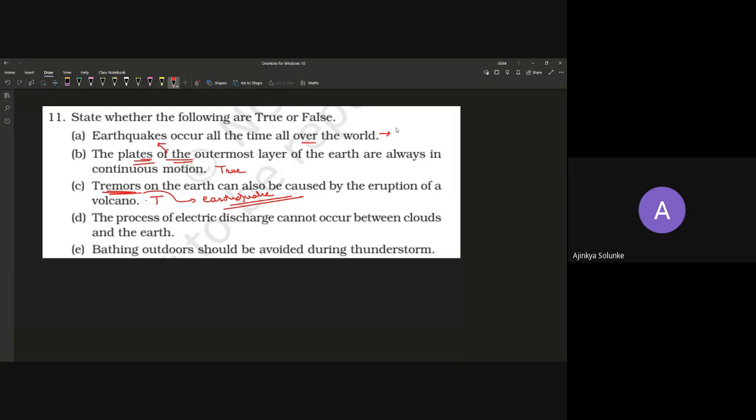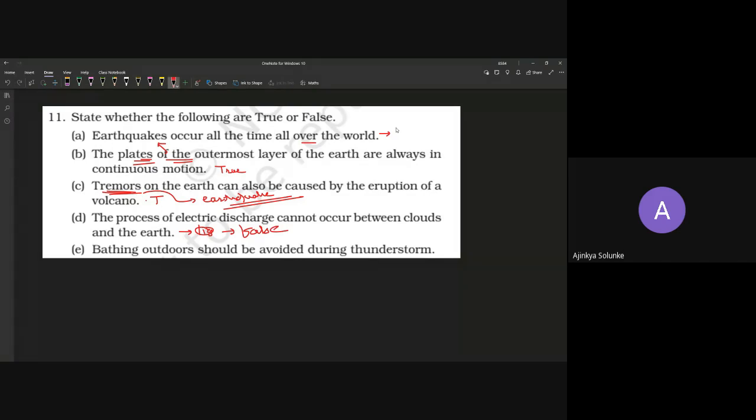The process of electric discharge cannot occur between clouds and the earth. False. Okay, so that is definitely false, right? Because they are saying that electricity cannot come from clouds to earth. It definitely comes. That's what we call lightning. So it's definitely false.